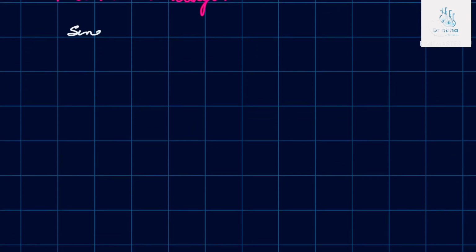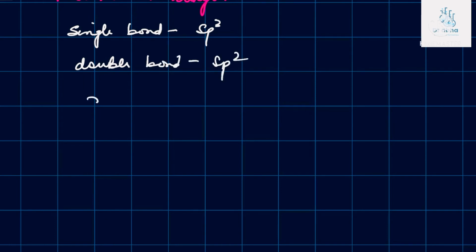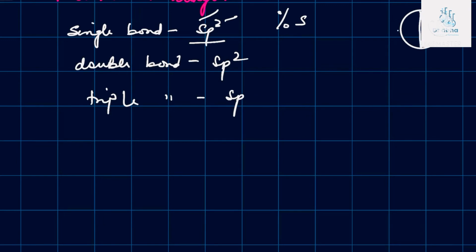Now single bond carbon sp3, double bond sp2, ट्रिपल बॉन्ड sp. और परसेंटेज ऑफ s कितना होगा, 3 parts of p and 1 part of s. If you have to draw a circle and you divide it into 4 parts, what it will be? Only 1 part is s, rest all is p. So percentage of s is going to be 25%.